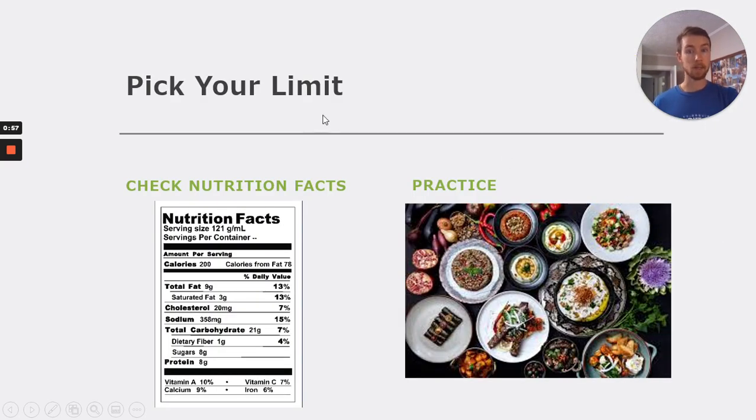And then pick your limit. So you know what your TDEE is, and you know what your goal is. Say your goal is weight loss. Well, now pick your limit. So your limit would be slightly below your TDEE so that you can lose weight.